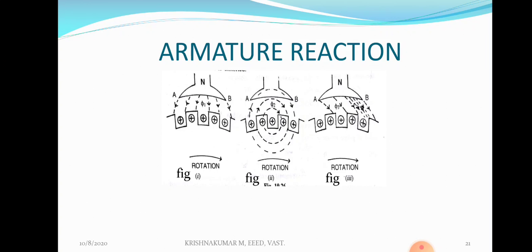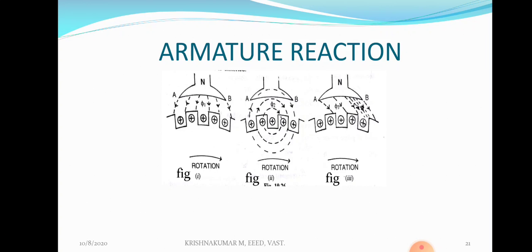So what is the unequal flux distribution? While we are tracing the magnetic pole in the direction of rotation, the first meeting point is A, that is the leading pole tip, and the second meeting point is B. The direction of rotation is shown in the figure. In each pole, first meeting point means leading pole tip. Leading pole tip is A and trailing pole tip is B.